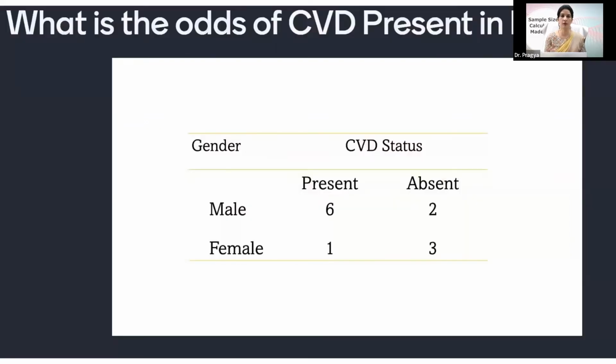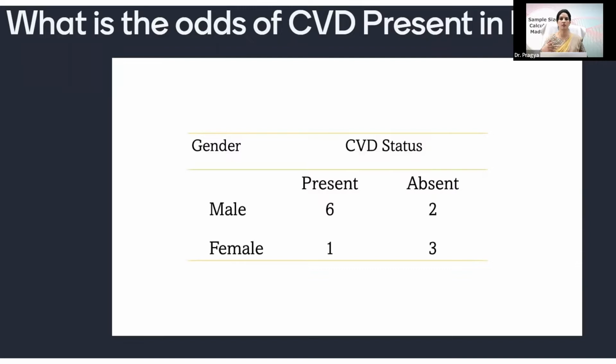So now you have to respond to these questions. In this question, what is the odds of cardiovascular disease? CVD, you can see a 2x2 contingency table. The column shows the cardiovascular disease status, presence and absence, and the rows show gender, male or female. So the question is, what is the odds of cardiovascular disease present in male? What is the response? It is 9.